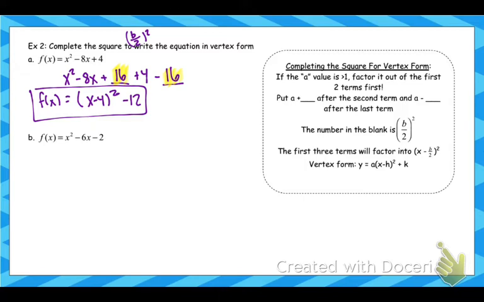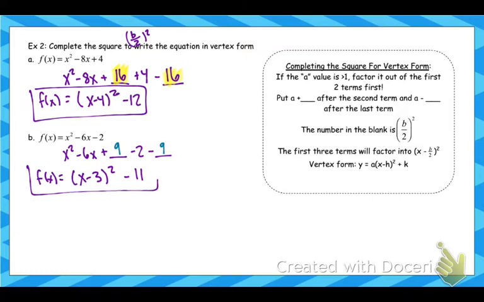All right, let's try another one. x squared minus 6x plus blank, minus 2 minus blank. For the number that goes in the blank, I take the b value, divide it by 2, and square it. If I add 9 to the equation, I also subtract 9 from the equation. That perfect square trinomial would be (x minus 3) squared minus 11. And now we're in vertex form.